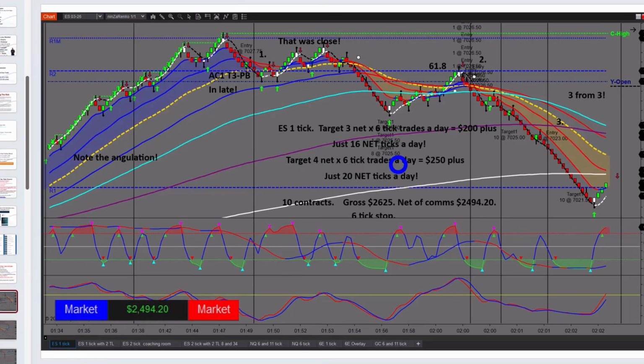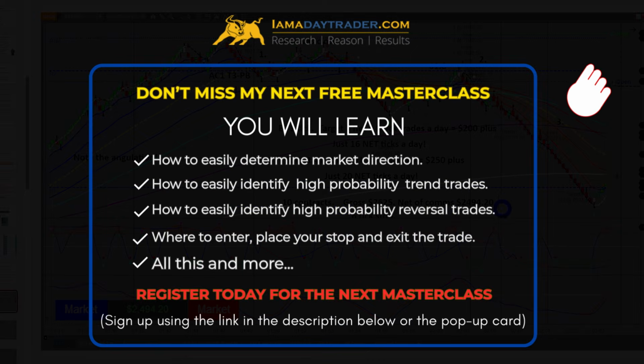Now I'm after between 16 and 20 ticks a day, and you'll see why in a moment. So that it will net you between 200 and 250 a day. Now this particular session was actually $249 per contract traded. And what do I have here? I think this is 3 out of 3 in this session.